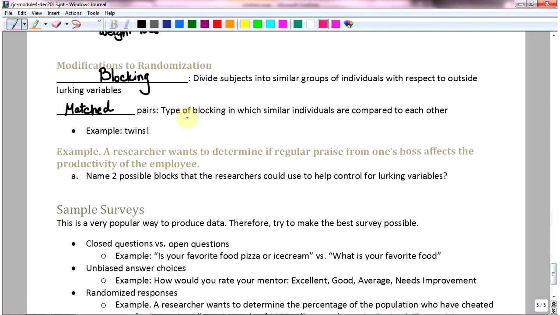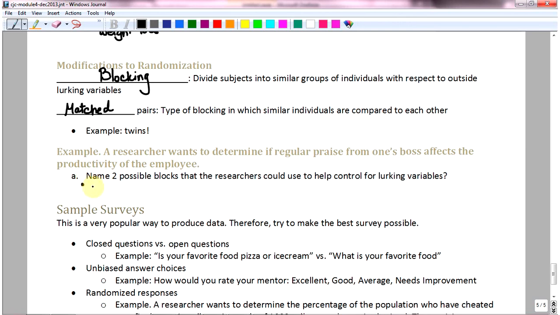Okay, example. A researcher wants to determine if regular praise from one's boss affects the productivity of the employee. Name two possible blocks that the researchers could use to help control for lurking variables. Okay. So blocks are often going to be the lurking variables that you think may affect the outcome of your study.